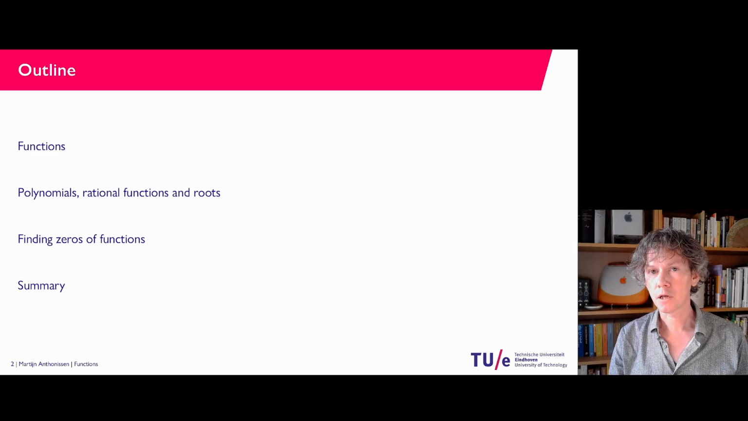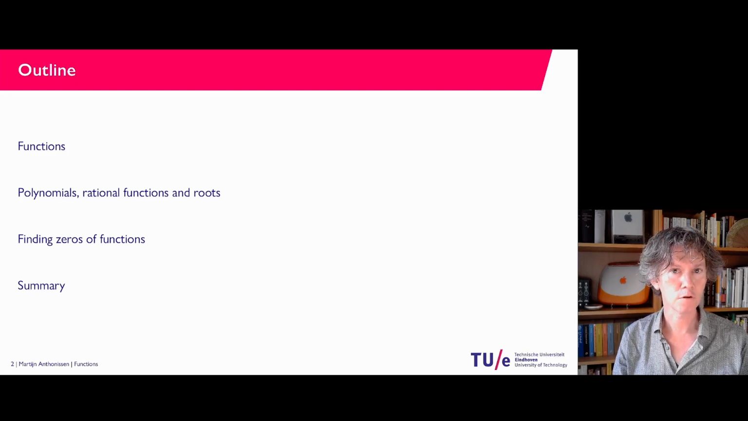And then I will say a little bit about finding the zeros of functions. Zeros of functions are those x values for which the function equals 0. If you would graph the function, it is where it crosses the horizontal axis. And I'll wrap up with a summary of what we have seen. So let's get to it.